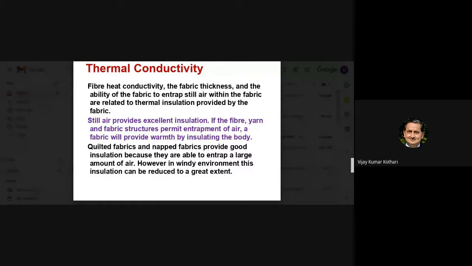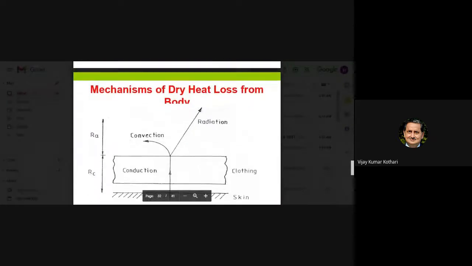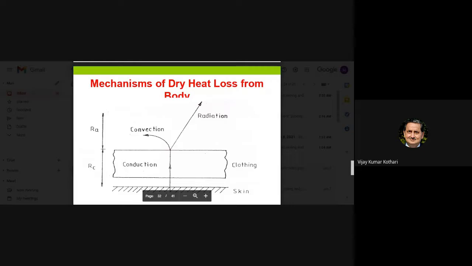The still air obviously is excellent insulation material, and if we can have the fibers, yarn, or the fabric structure which could entrap a lot of air, we would provide fabrics which will have more warmth and better insulation properties. If you look at the quilted fabrics from that point of view, these are the best because we are able to have a non-woven structure inside the tightly woven two sheets which are covering the fibrous structure. The fibrous structure holds a lot of still air and provide a lot of insulation.